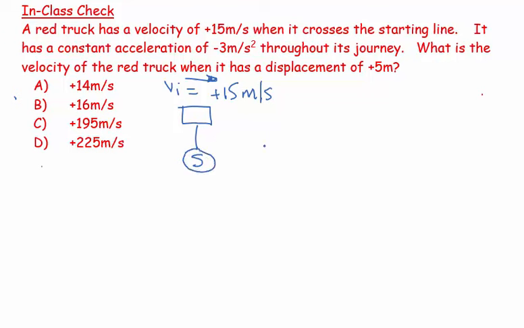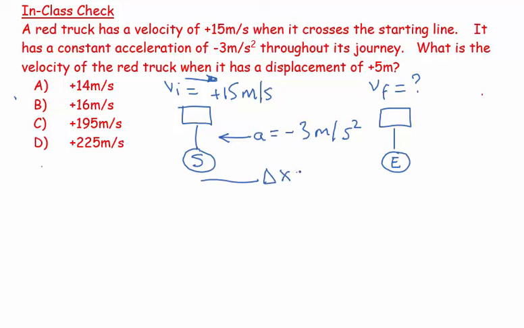And then it says it has a constant acceleration of minus 3 meters per second squared. So here's my acceleration, and it equals minus 3 meters per second squared. And then what is its velocity when it has a displacement of plus 5 meters? So here we see it. It's at like the end of the journey as far as I'm concerned. And I want to know what V final is. And I know that this displacement, delta x, is equal to plus 5 meters. So there's my visualization. I have my initial velocity, I know my acceleration, I know my displacement, and I want to know my final velocity.